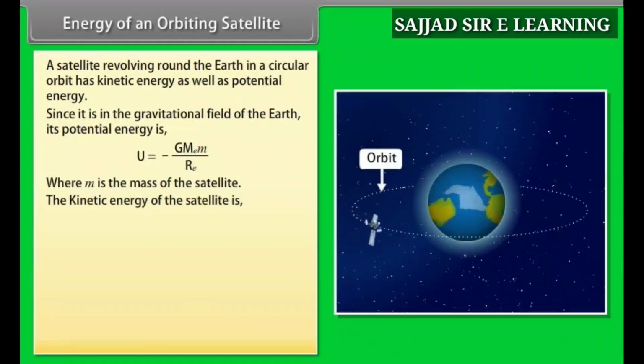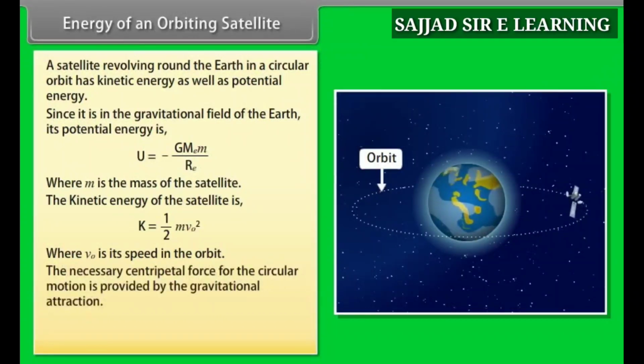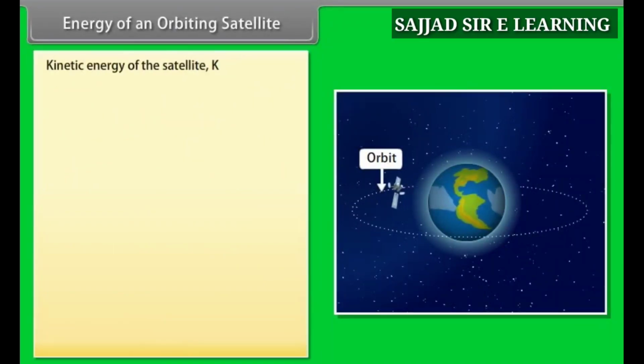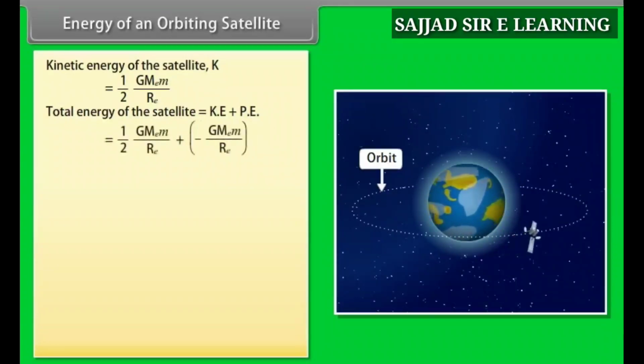The kinetic energy of the satellite is K equal to half m v naught squared, where v naught is its speed in the orbit. The necessary centripetal force for the circular motion is provided by the gravitational attraction. Total energy of the satellite is equal to kinetic energy plus potential energy. On calculating, we get total energy equal to minus 1 by 2 GM_E m divided by R_E.